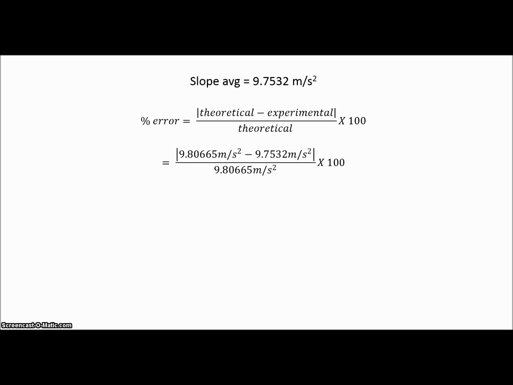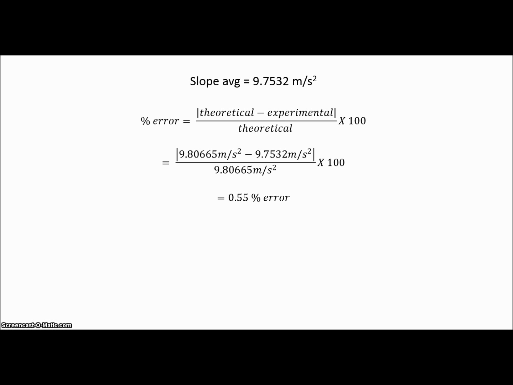Compared with the accepted acceleration due to gravity value of 9.80665 meters per second squared, we can calculate the percent error of this station. The percent error is less than 1% at 0.55% of error.